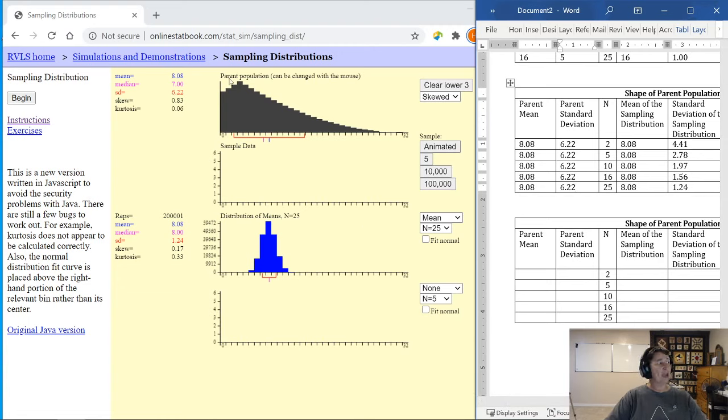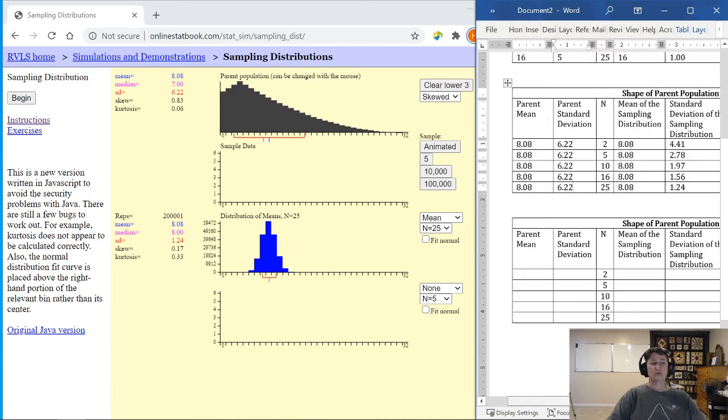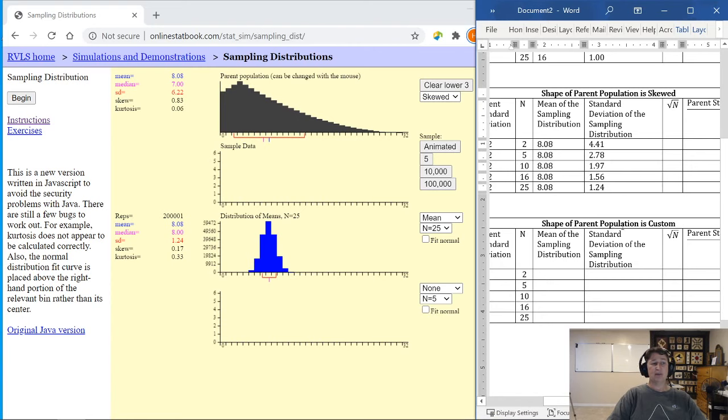So even though my parent population was really skewed to the right, as I found those sample means and created a new distribution of sample means, this new sampling distribution was approximately normal. It was looking more and more normal the larger my sample size. Cool. And as my sample size increased, my standard deviation got smaller. Let's do this one more time, where the shape of my parent population is some custom shape.